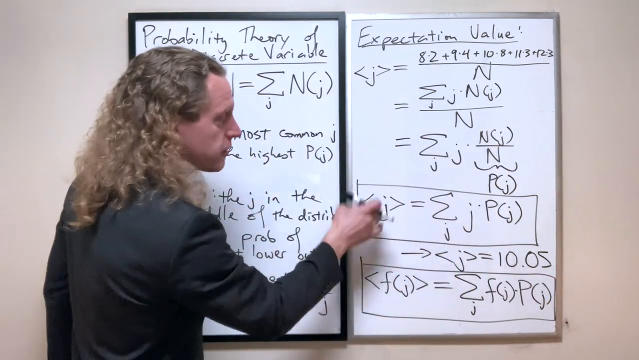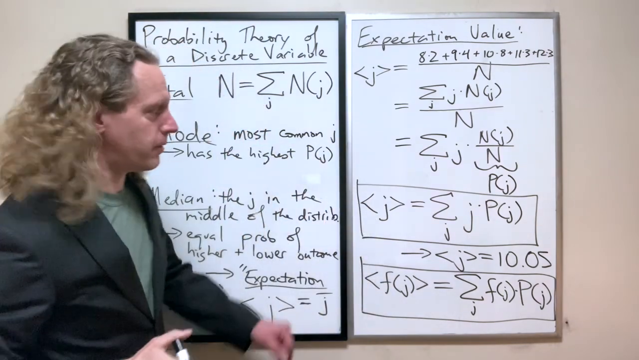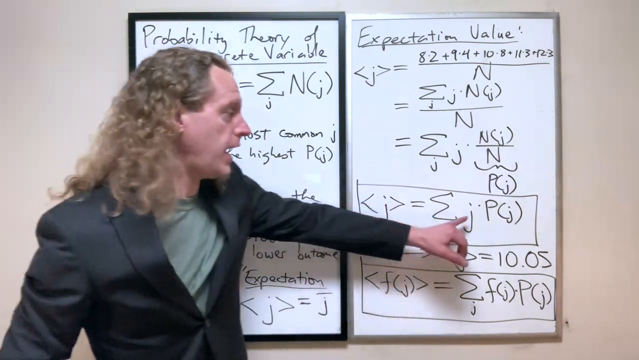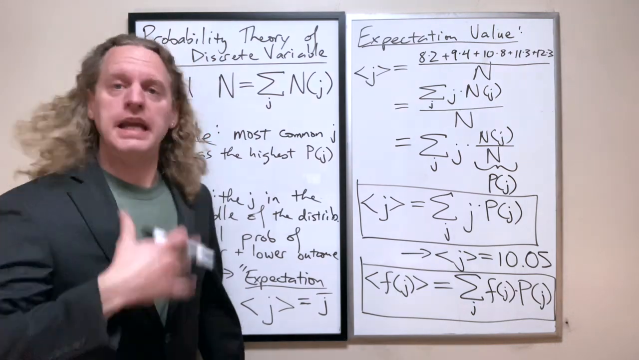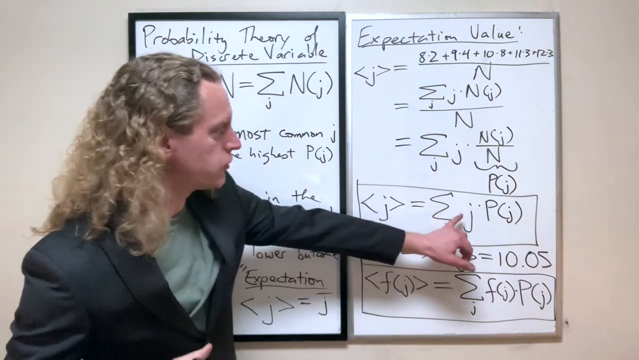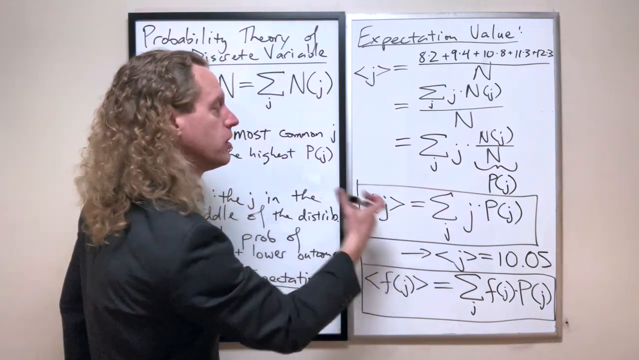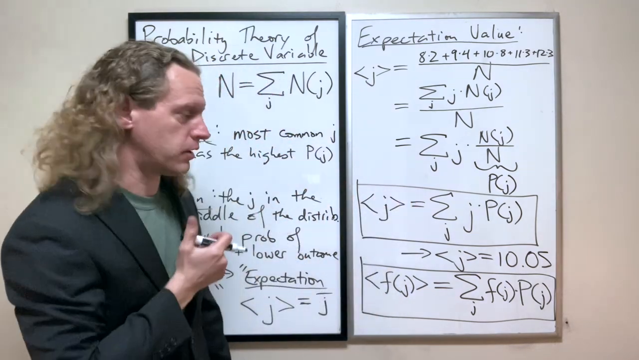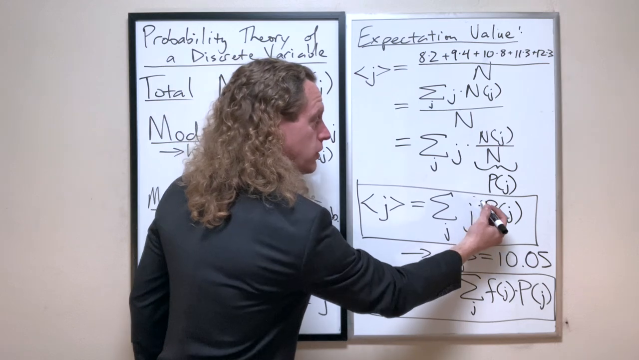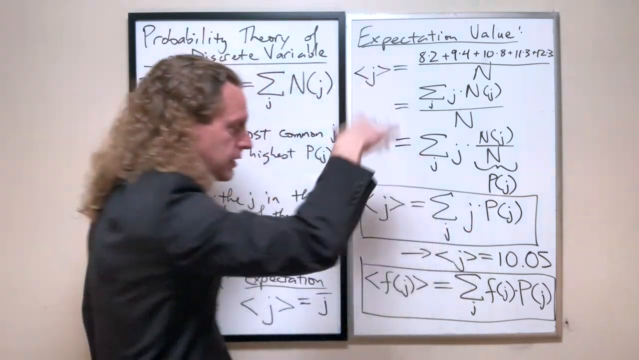So this is just one example, a very easy example. It's the average age. In a moment here, we're going to change this to J squared. What is the average value of your age squared? And you just change that to J squared. But I need to get some more board space here.